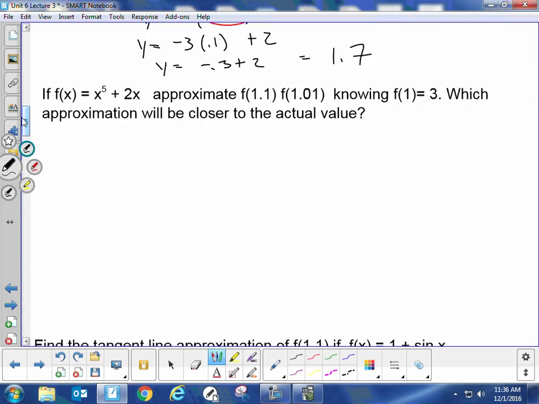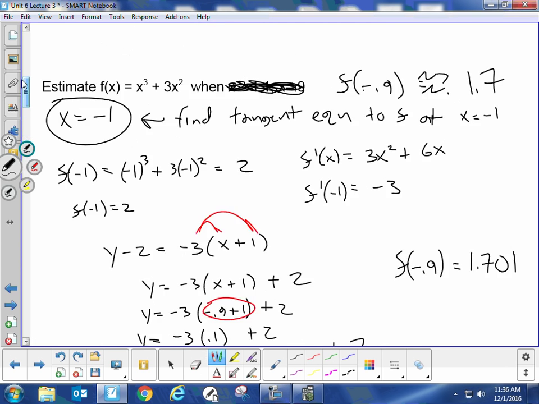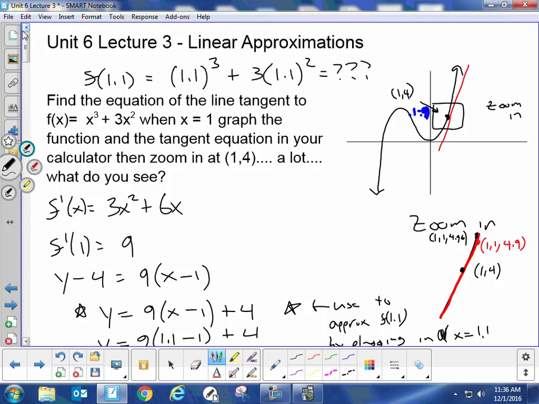Right? Which one will be more accurate compared to the other? Perfect. The one that is closest to 1. So this one we will be able to check, and our approximation will be much closer, or at least definitely closer to the actual compared to this one. Because the closer we are to our location, if we go back to our picture, the closer we are to this location, the more accurate our line will be compared to the function values.